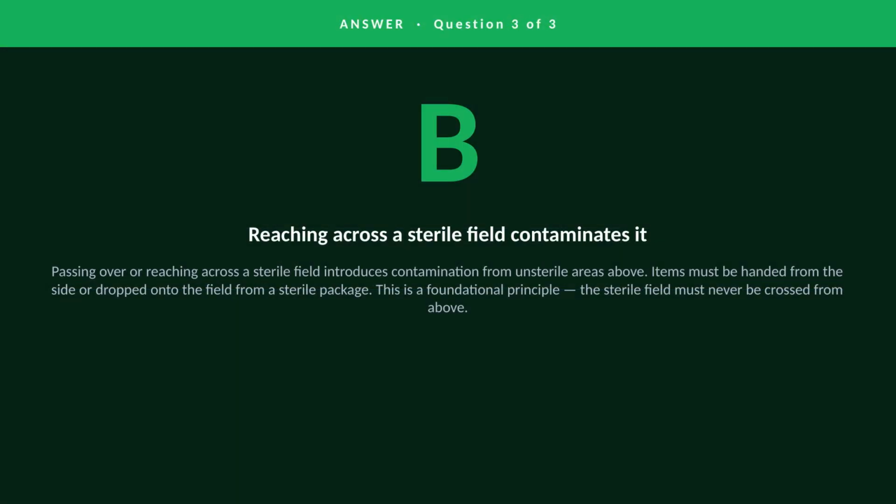The answer is C. N95 respirator in a negative pressure room. Tuberculosis, TB, is transmitted by airborne particles that remain suspended in air. Airborne precautions require an N95 respirator, fit-tested, not just a surgical mask, and a negative pressure isolation room with the door kept closed.